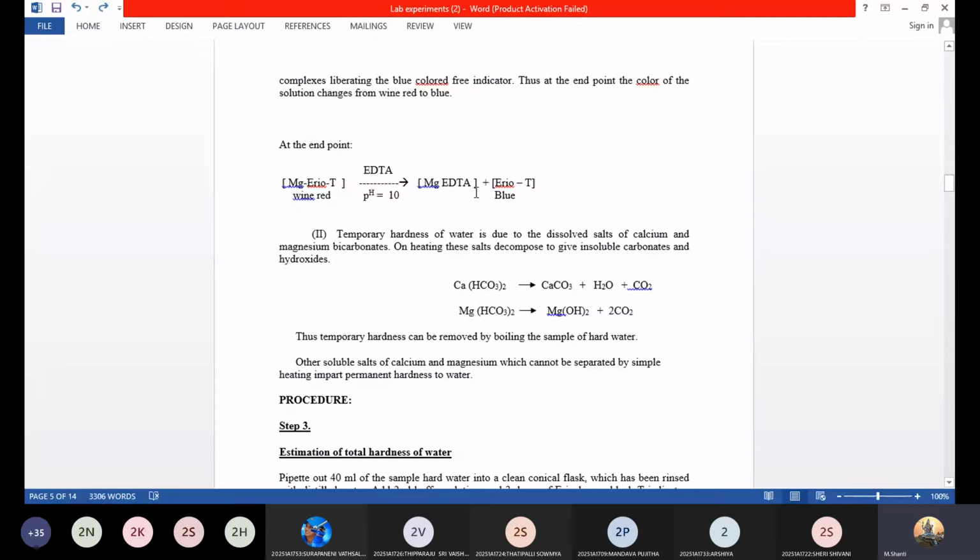Okay. Now, how do you locate the endpoint? So initially you have a violet color solution, and at the end point you have the blue color solution. Now what does this blue color indicate?